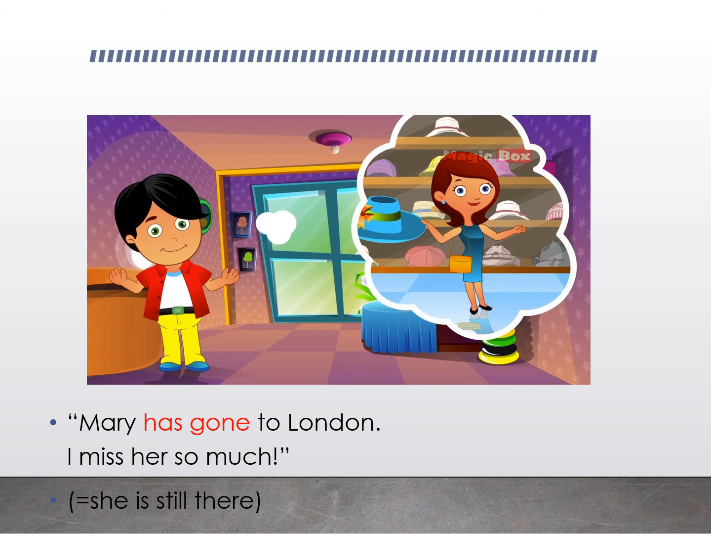What is the meaning of the sentence? It means that Mary is still in London. So we use has gone to say that the person has gone to the place and hasn't come back yet. This is the meaning of has gone.